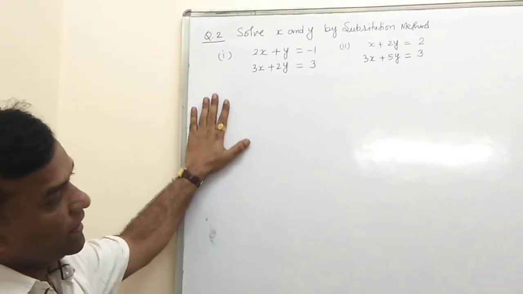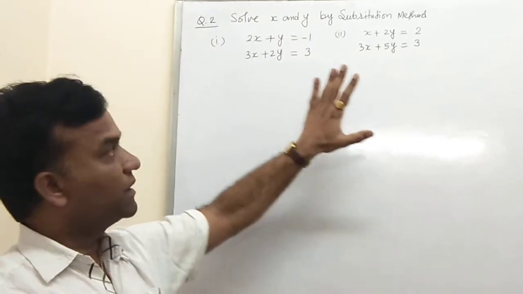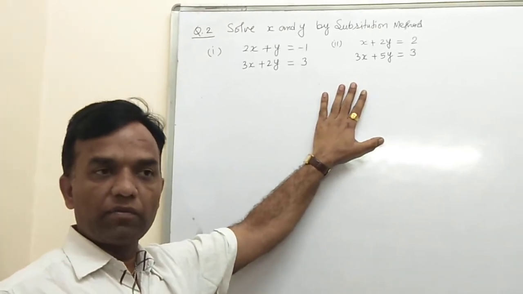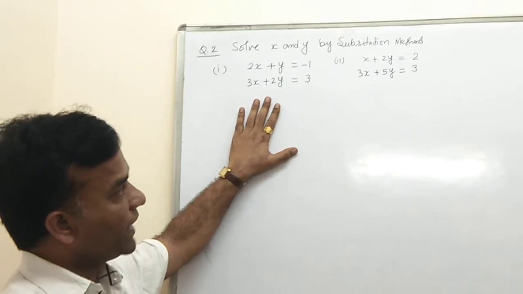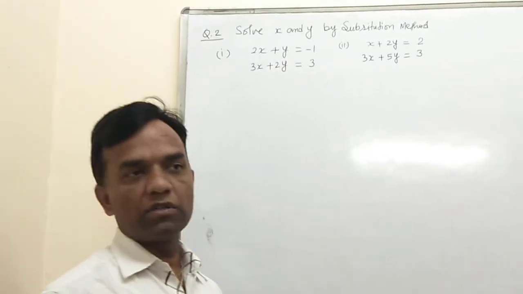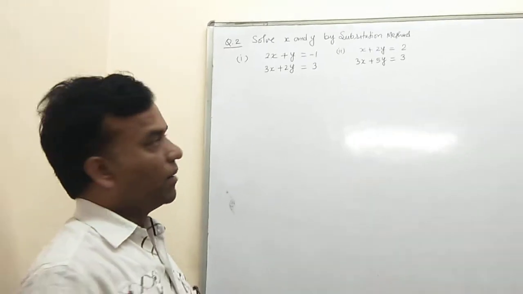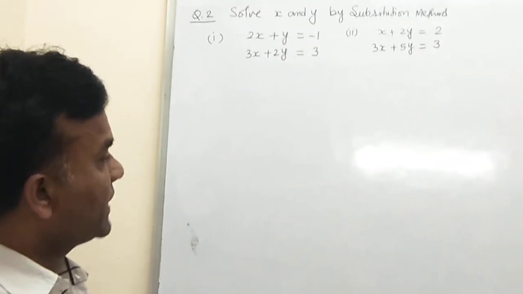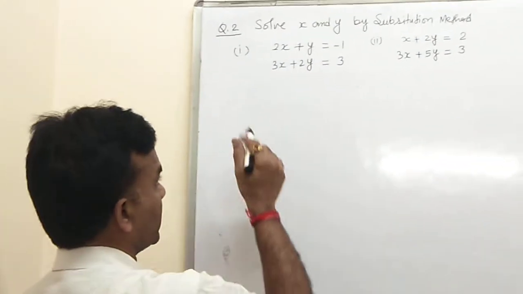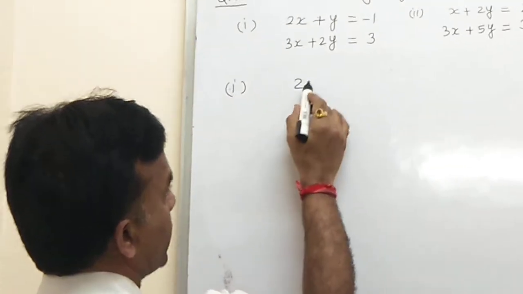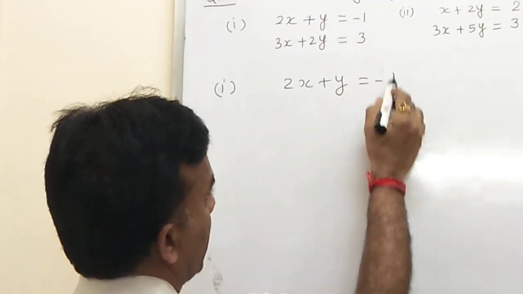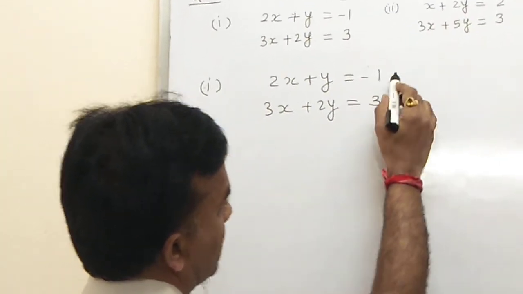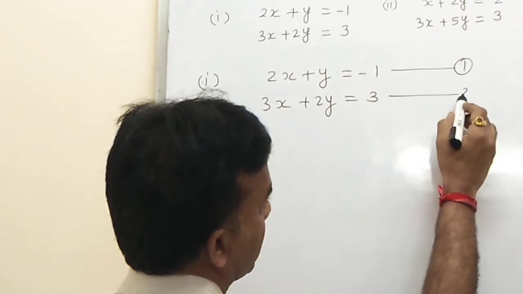Okay, then we have the second example. Solve for x and y by the substitution method. We have two equations here for finding the values of x and y, and you find x and y with the help of the substitution method, because in the algebraic method there are three methods, but for these two questions you use the method of substitution. So now first we type the question and then use the concept of substitution here. You write down 2x plus y equal to minus 1 and 3x plus 2y equal to 3. You call them 1 and then 2.